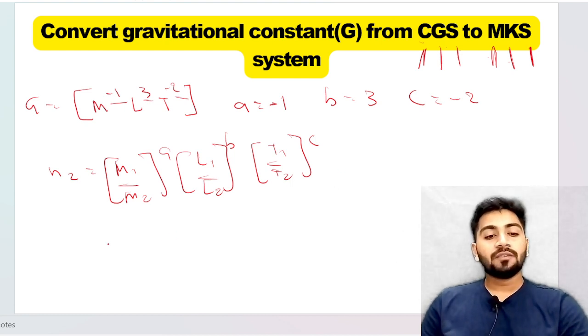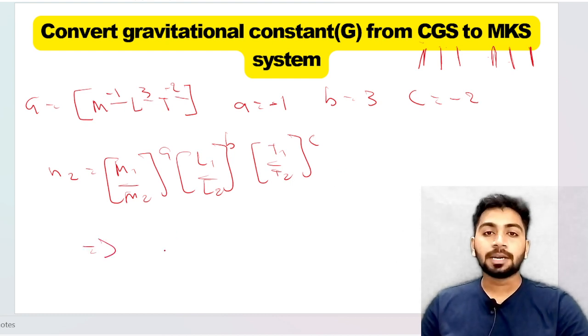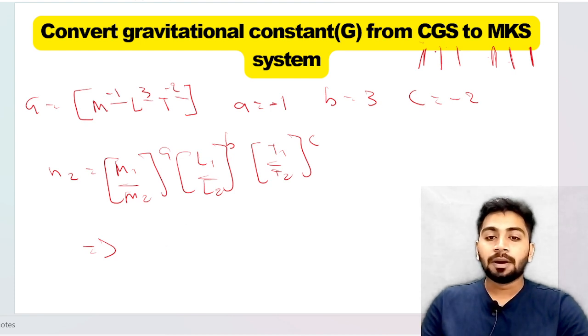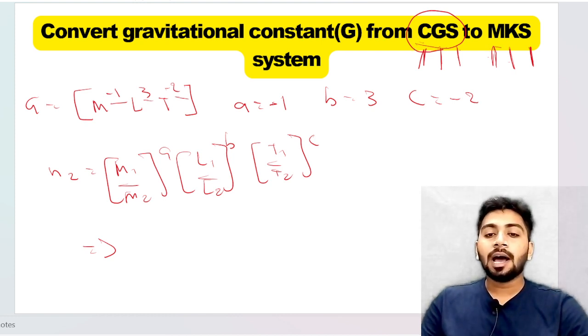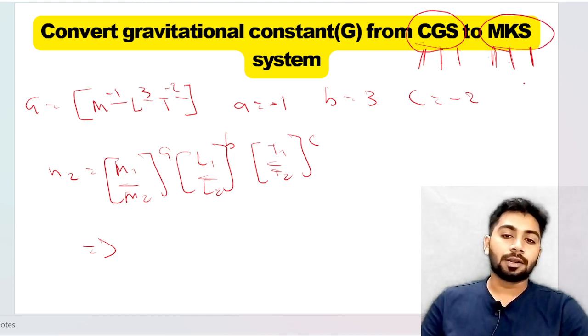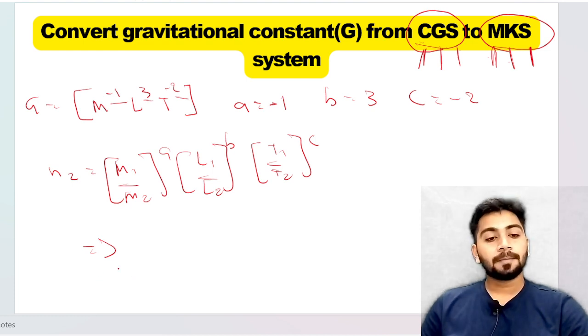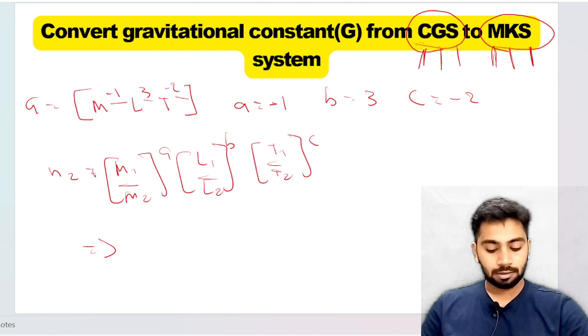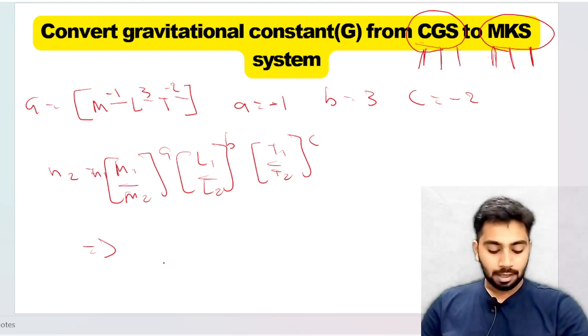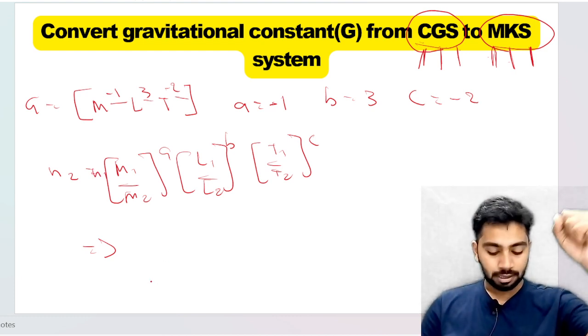First of all, we need to convert from CGS system to MKS. Always remember, what is given first will come in your numerator, and the last will come in your denominator. CGS in the numerator. N1 here. Okay. Now let's do this.